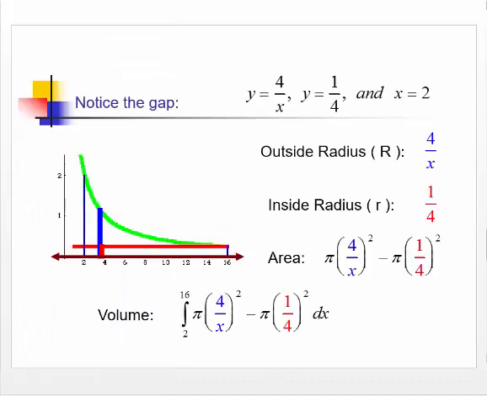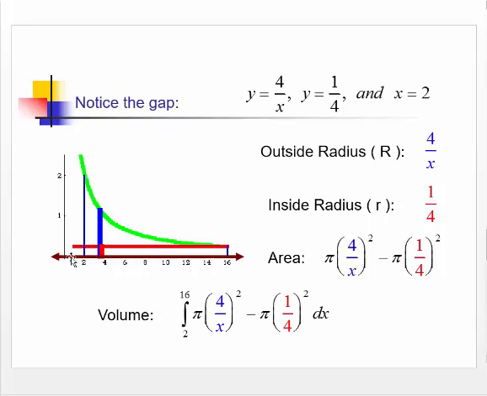So actually, if you look here at how I set this problem up, here is y is equal to 4 over x. This red line here is y is equal to 1/4. The bottom bound was 2. If you set these two equal to each other to find the other bound of integration, you would get 16. So the outer radius is 4 over x. The inner radius is 1/4.